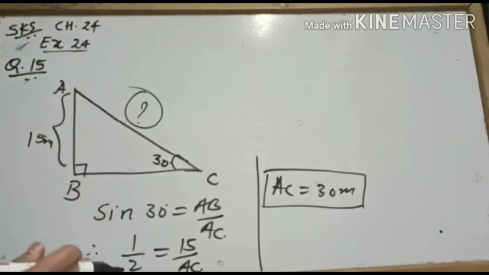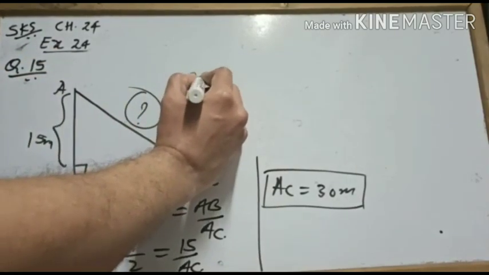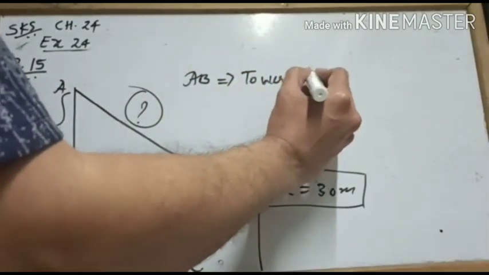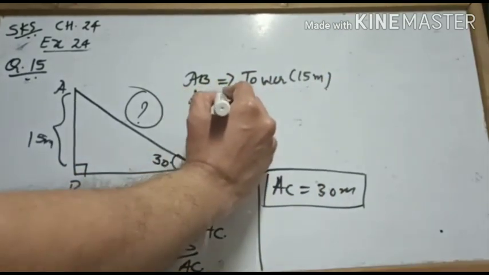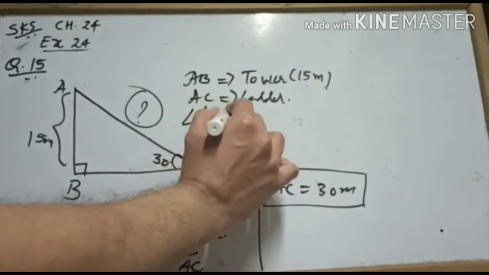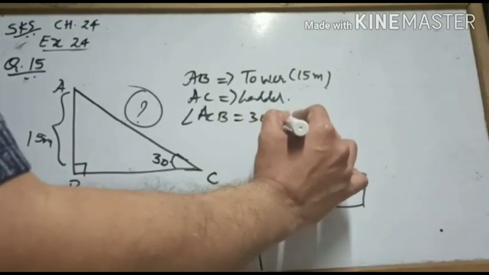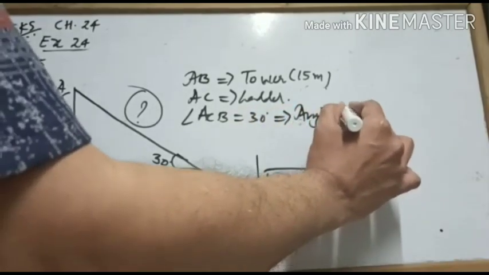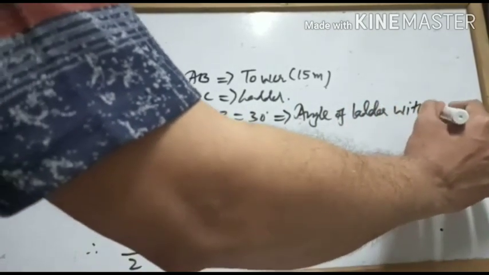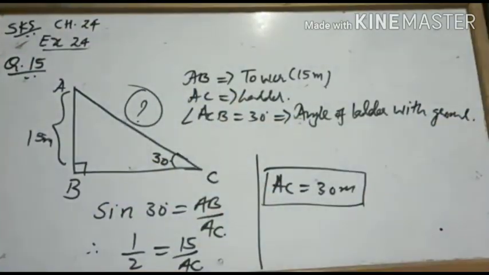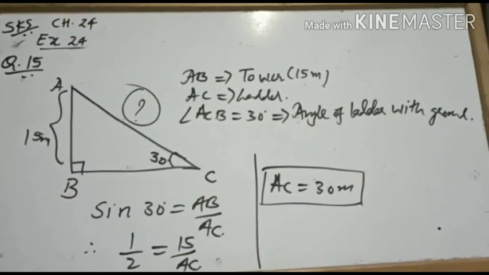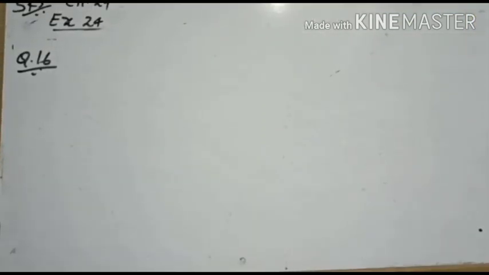So whenever word problem is there and you have drawn the diagram, then just mention AB represents tower. Besides, you write down 15 meter. AC represents ladder. Fine. Angle ACB 30 degree. This represents angle of ladder with ground. So if you are able to draw the diagram perfectly and represent this much part, then calculation is much simpler.